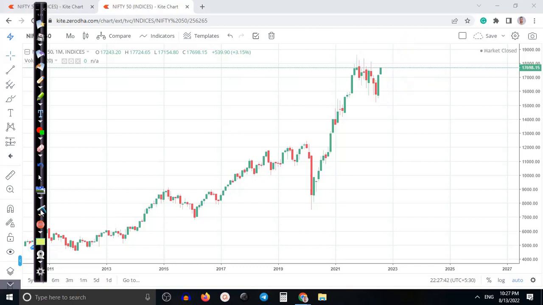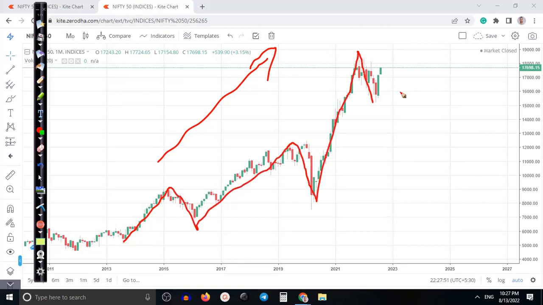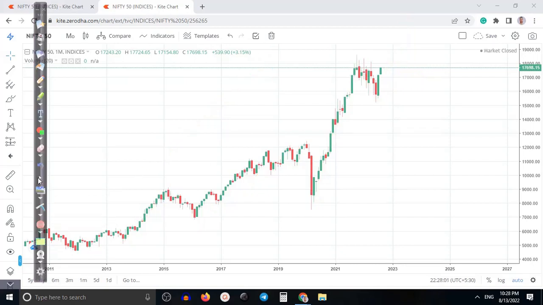Everybody knows that price never goes like a straight line. Price goes up, pulls back, goes up, pulls back, and goes up and pulls back. After that they form a bullish confirmation, and we are expecting that price will create a new high very soon. Let me use some indicator.